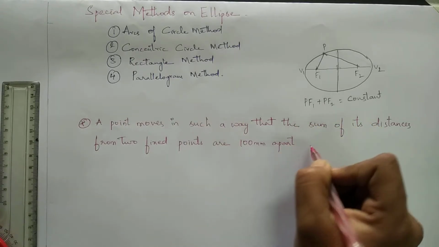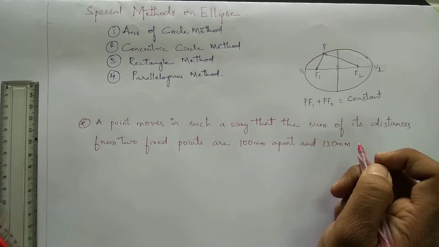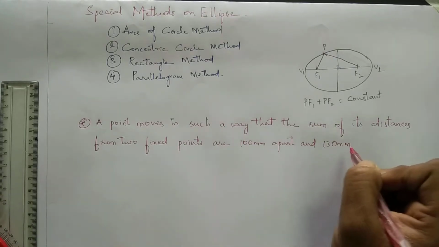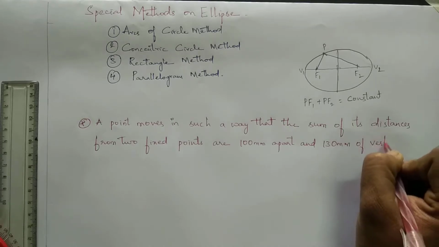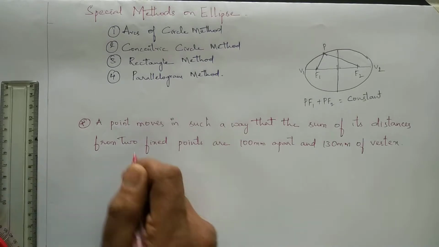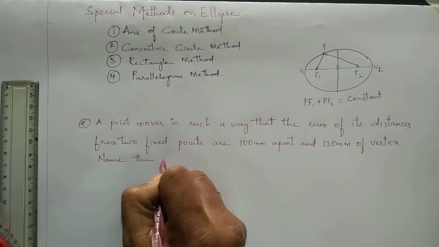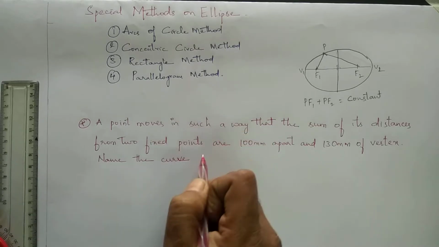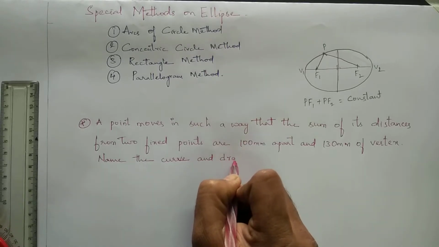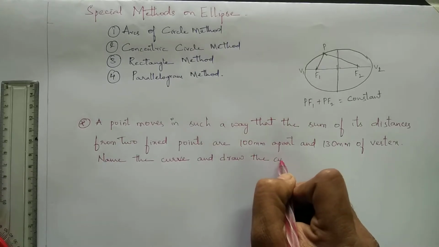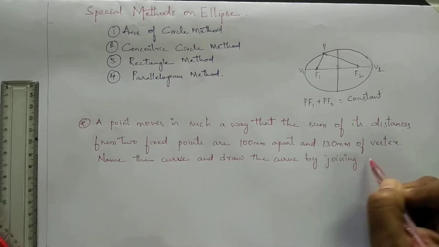and 130 mm apart is 130 mm of vertex. Name the curve and draw the curve by joining the locus of points.